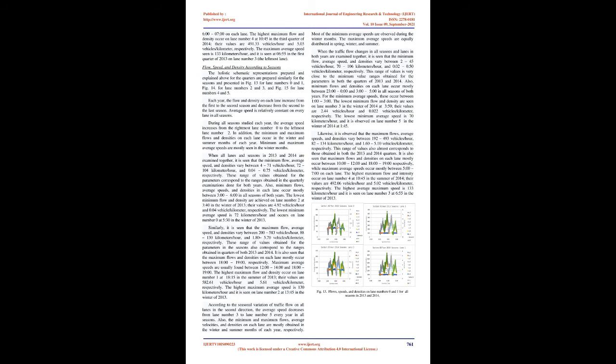Their values are 492.06 vehicles/hour and 5.02 vehicles/kilometer, respectively. The highest average maximum speed is 133 km/hour and it is seen on lane number 3 at 6:55 in the winter of 2013. The monthly variation of flow, speed, and density is analyzed for all 12 months of 2013. In 2014, however, the monthly change of these parameters is studied for only 11 months for which data are available.